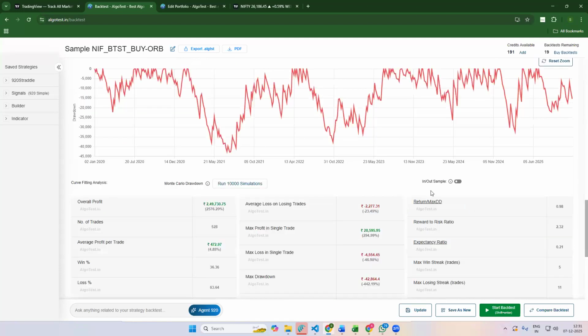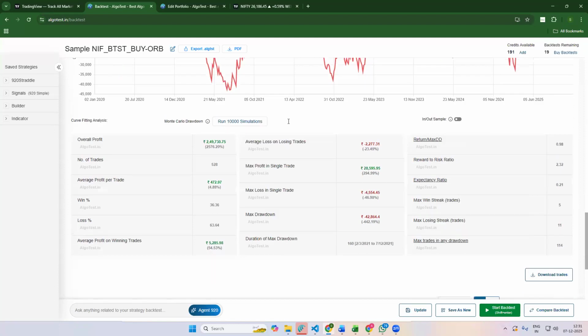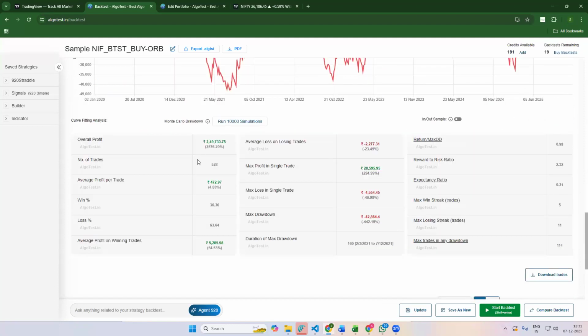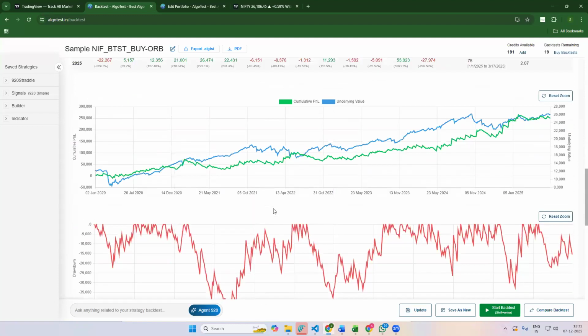Now we will go to check the matrix, what the matrix is saying. So in total we have made a profit. Is this not curve fitting then? I'm just curious, just to understand.